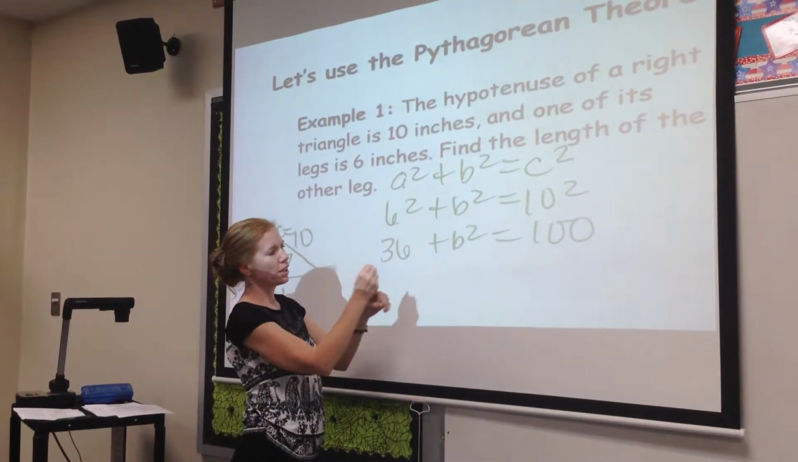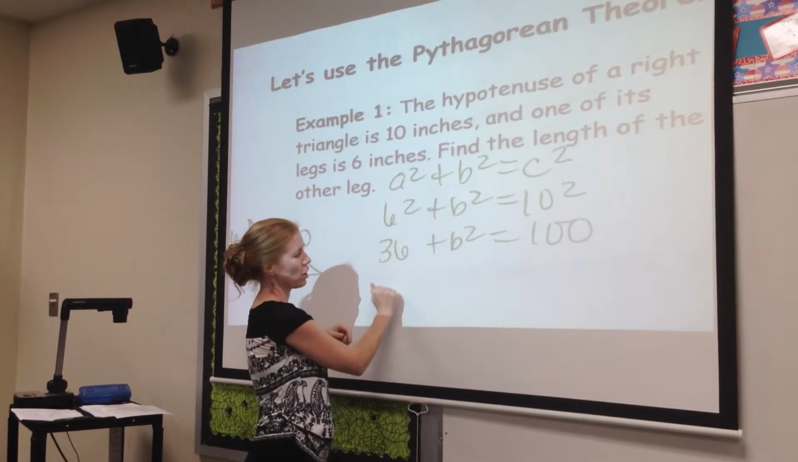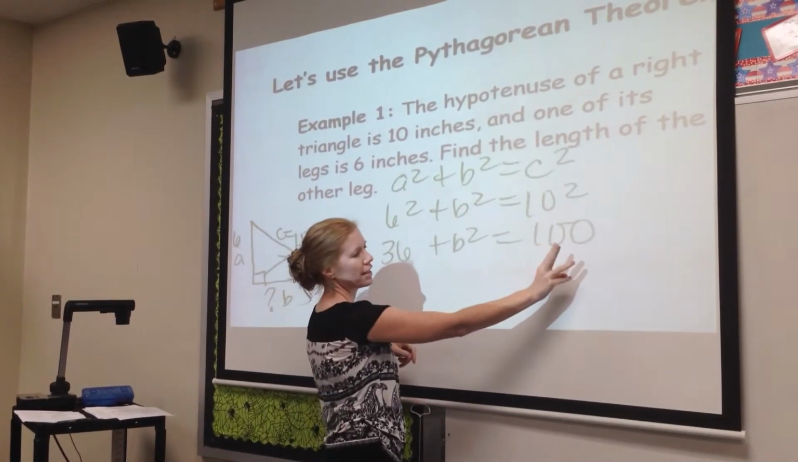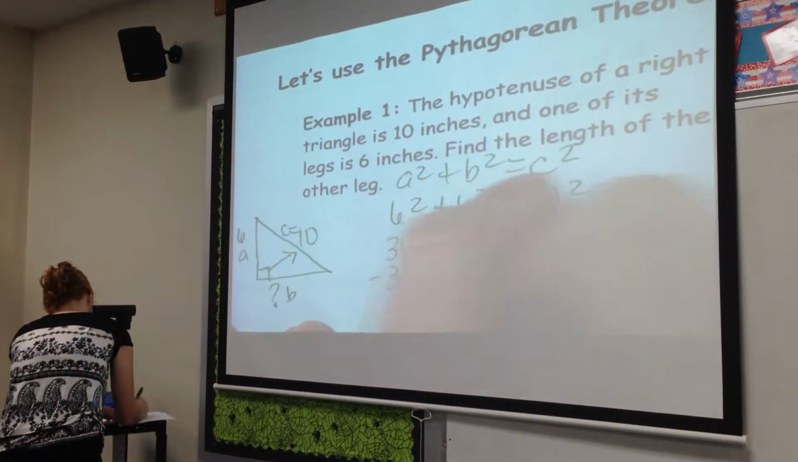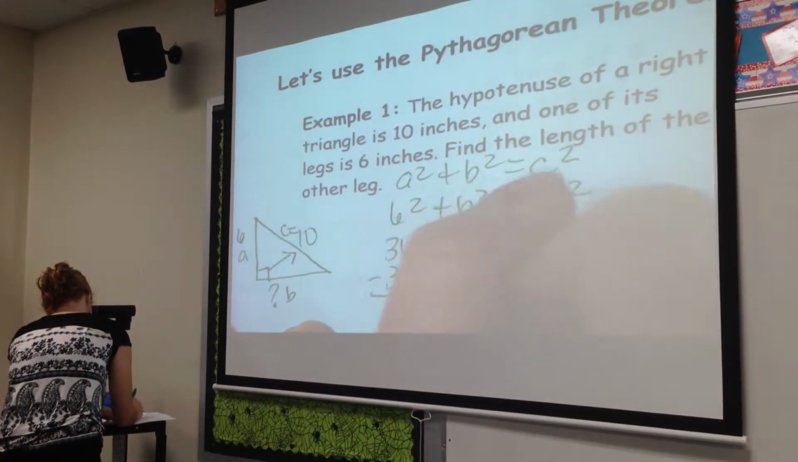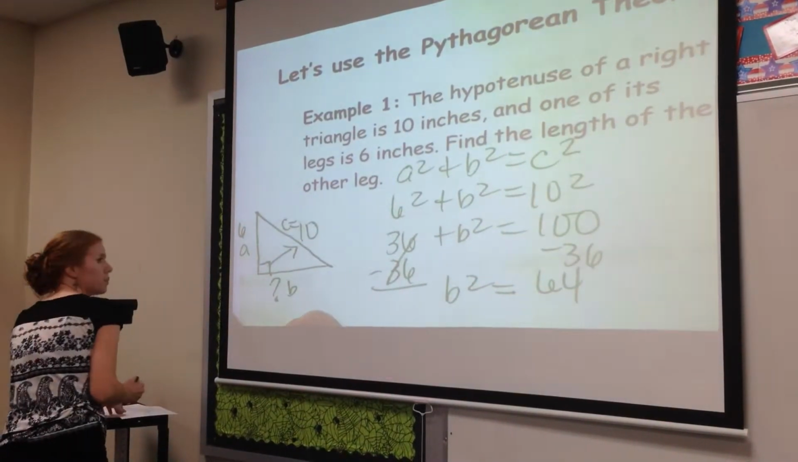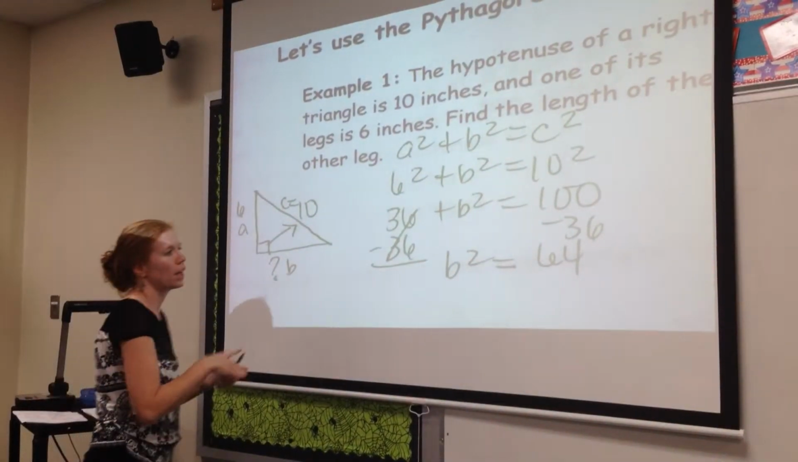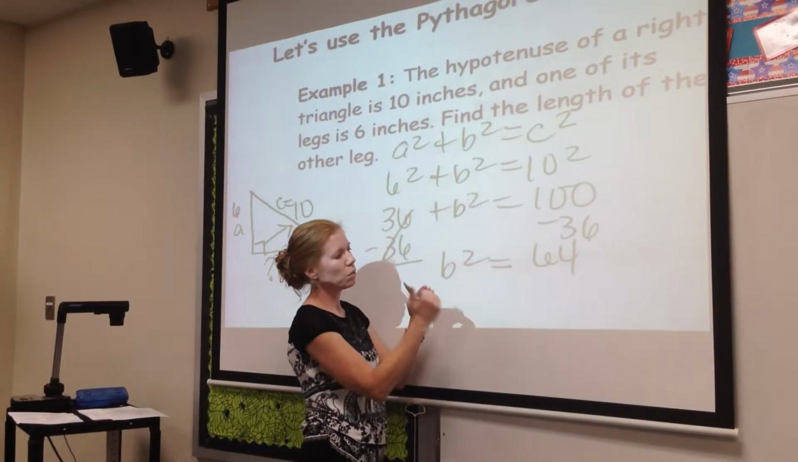Same thing. Now I want to get b by itself. I need to get rid of 36. So I'm going to subtract 36, subtract 36. Okay, now I'm ready to get the square roots. So b will equal 8.